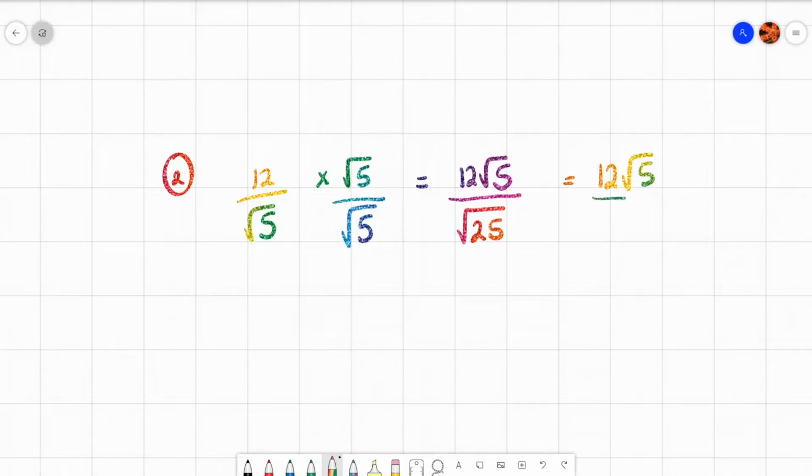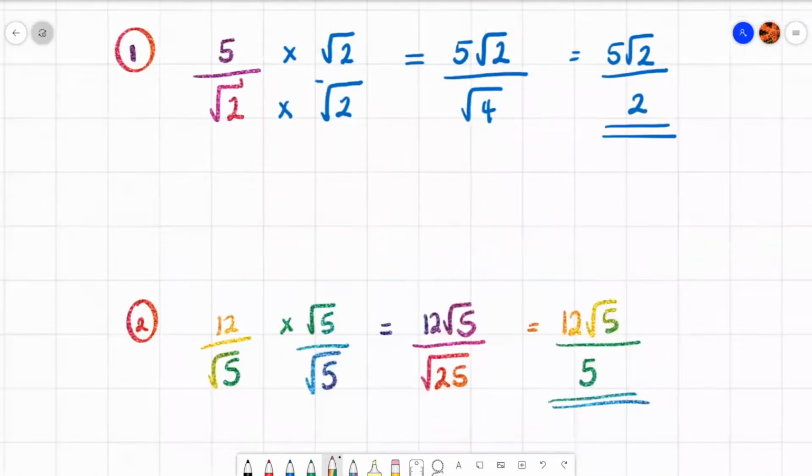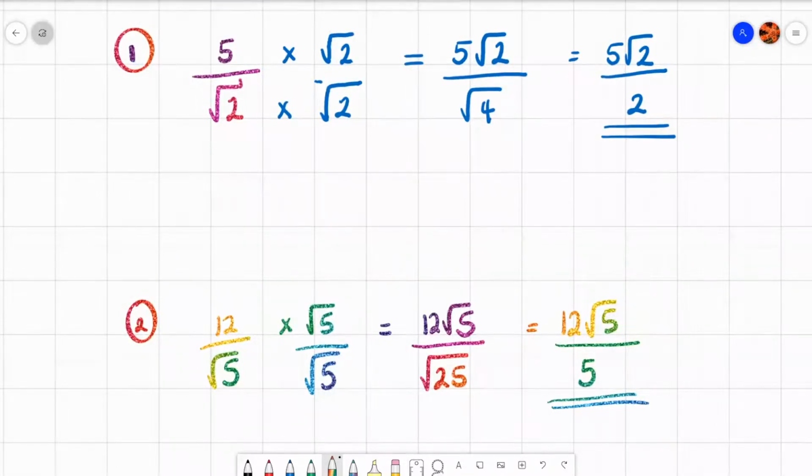But the square root of 25 is 5. Again, we can't cancel this any further because there's no common number that we can divide 12 and 5 by, so there is our answer. We have rationalized the denominator. We've got rid of the square root at the bottom, and we've now ended up with a whole number. Okay. So our first example and our second example were very similar. We've just got a square root at the bottom. Let's have a look at slightly different examples to see what we would do in those situations.